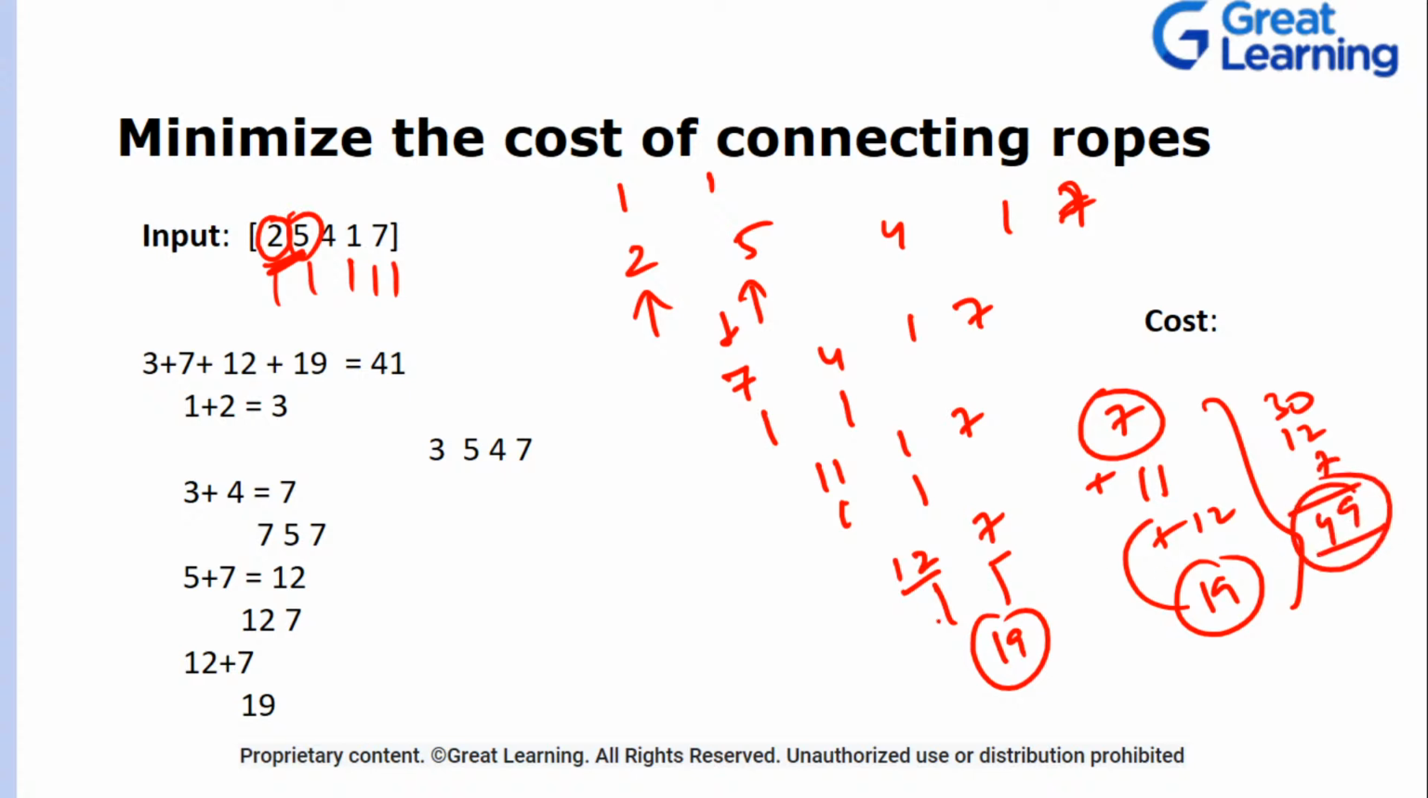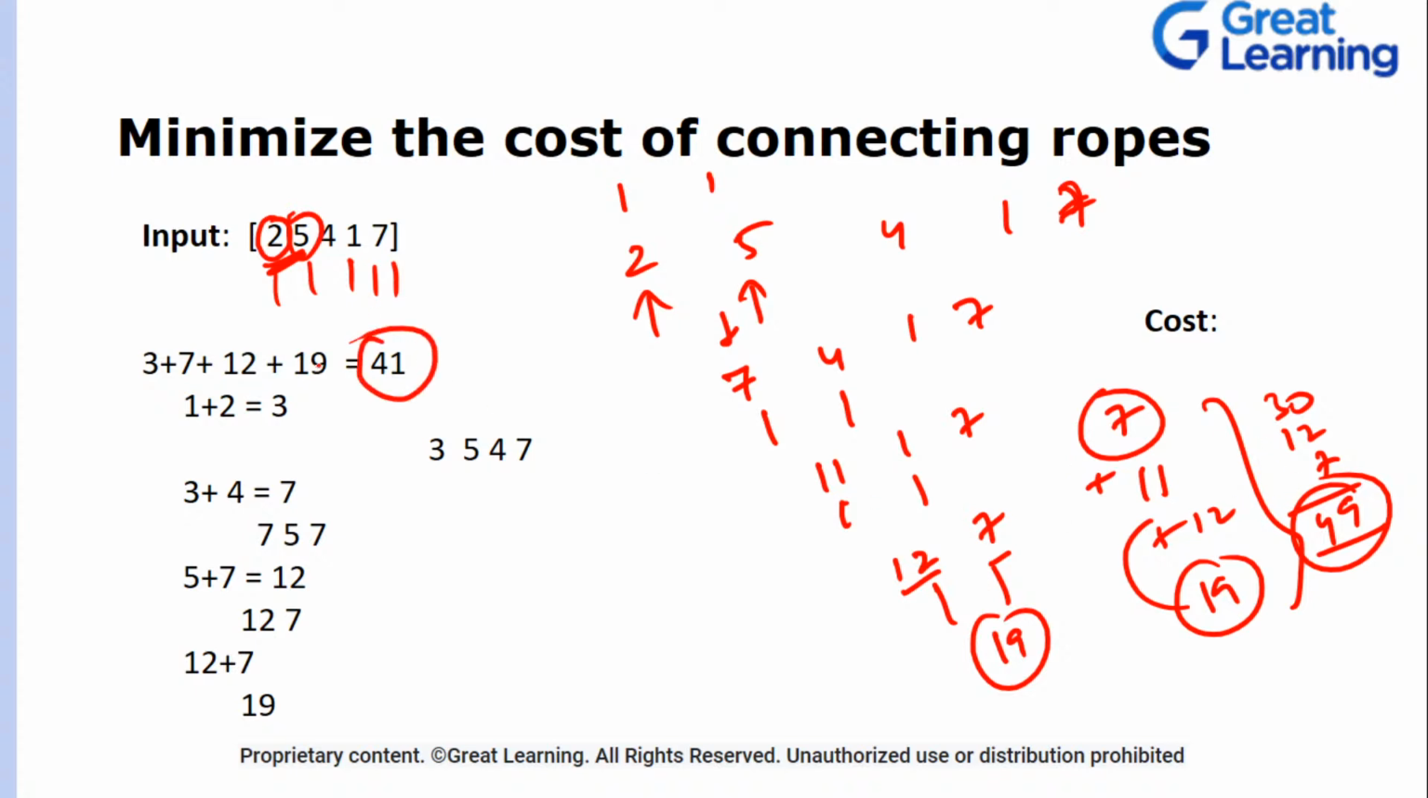This is the cost that I am getting when I am doing a simple addition, right? I'm not using any different strategy or any different data structure over here. I'm just adding them up. But this is not the minimum cost. As I can see over here, the minimum cost is 41.